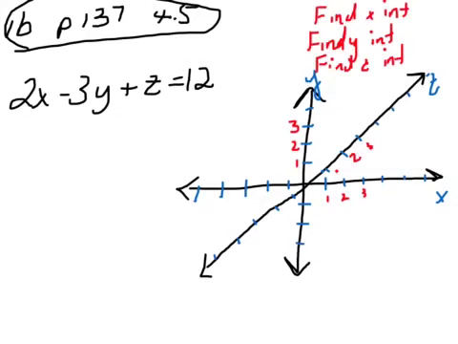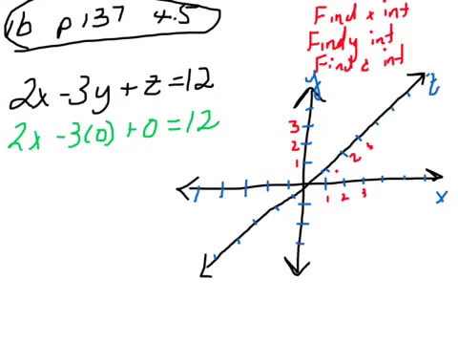Okay, so how do I do that? How do I find the x-intercept? The old way we found the x-intercept when we just had an x and a y in the equation was to set the opposite variable equal to 0. We're going to do the same thing here. If I want to find the x-intercept, I'm going to leave the x in the equation, but I'm going to set y and z equal to 0.